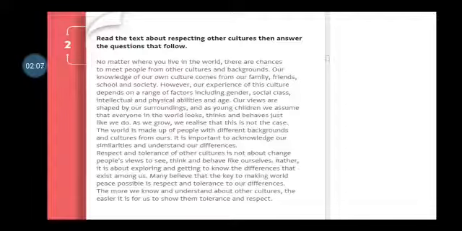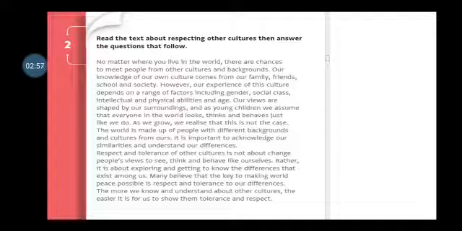So, no matter where you live in this world, there are chances to meet people from other cultures and background. Your culture comes from your family, friends, school, and society. However, your experience of culture depends on a range of factors, including gender, social class, physical abilities, age, and more. Your view is shaped by the surroundings. As a young child, you assume that everyone in the world looks, thinks, and behaves just like you. When you grow older, you will understand that this is not the case, because the world is made up of people with different backgrounds and cultures from yours.